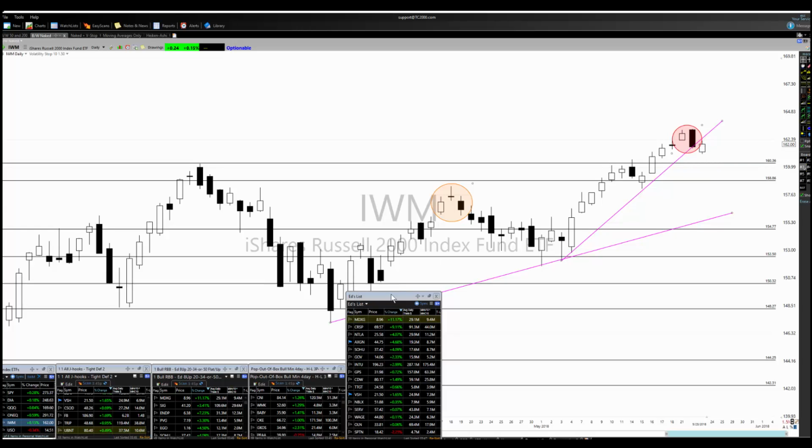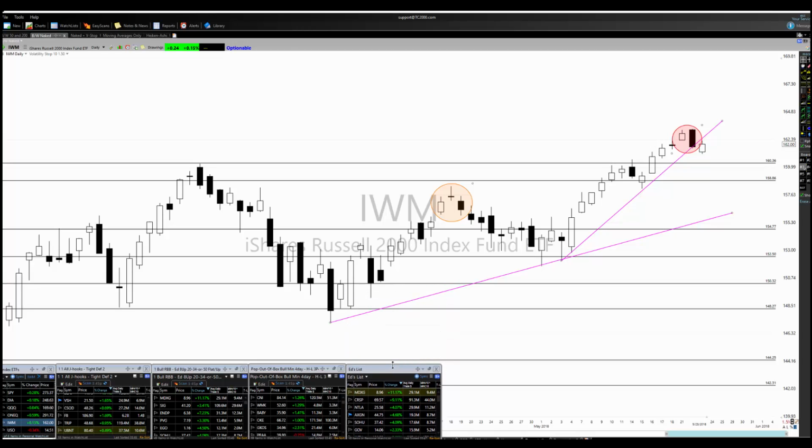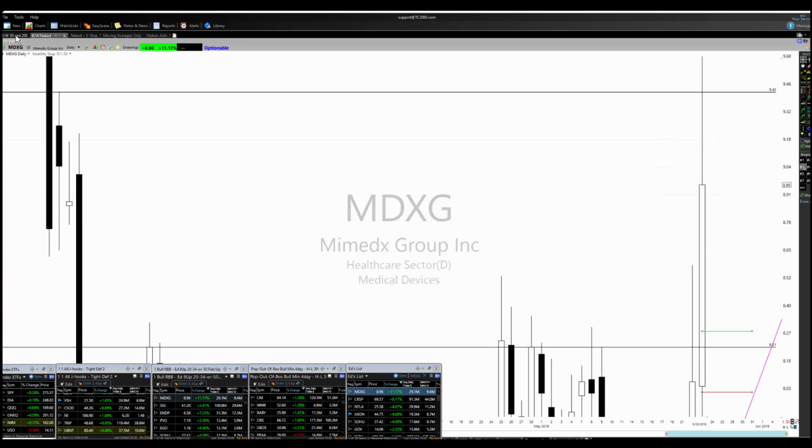So for me, I don't want to get overly long. But nonetheless, I've got a number of long charts that I liked, and one I want to talk about that I had pointed out last night, and I guess Rick had pointed it out probably yesterday as well, and that's MDXG. So let's look at that.